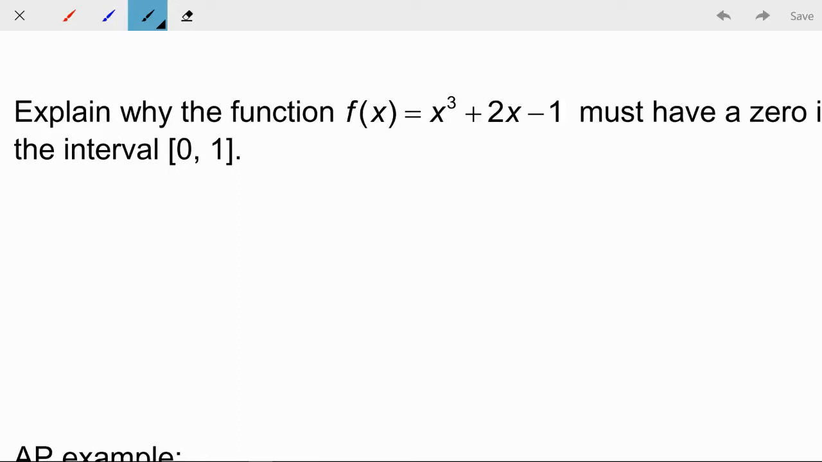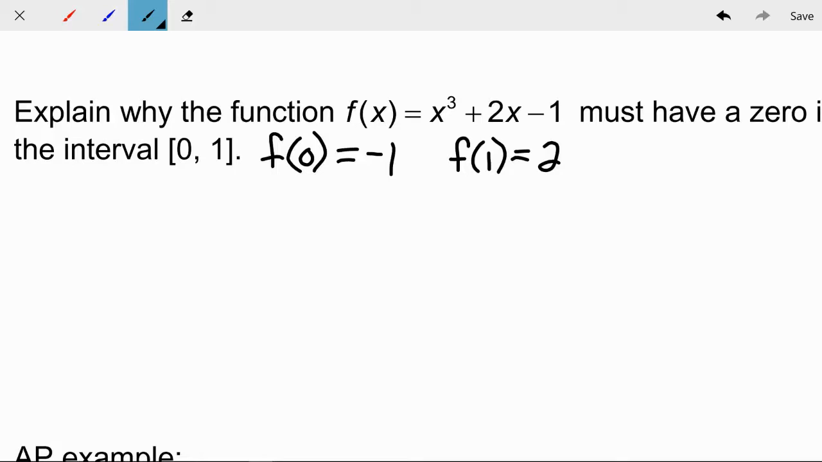Okay, so let's start with the easy part of this. Let's think about our endpoints. If I plug 0 into that function, it's pretty easy to see I'm going to get -1. If I plug 1 into that function, I'm going to get 2. So did the function cross over 0? The answer is yes. Obviously it did, because I went from a negative to a positive. But that is not a mathematical explanation in terms of how we justify that this actually happened.